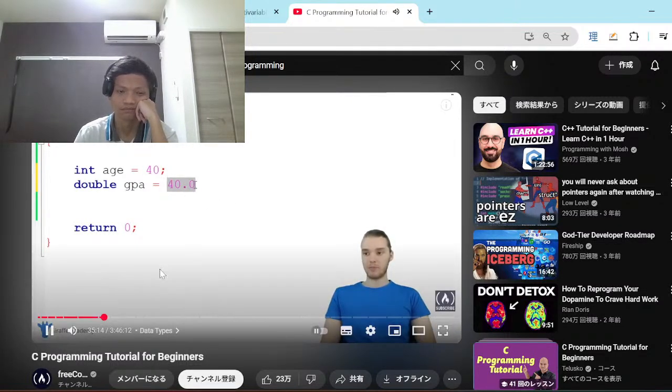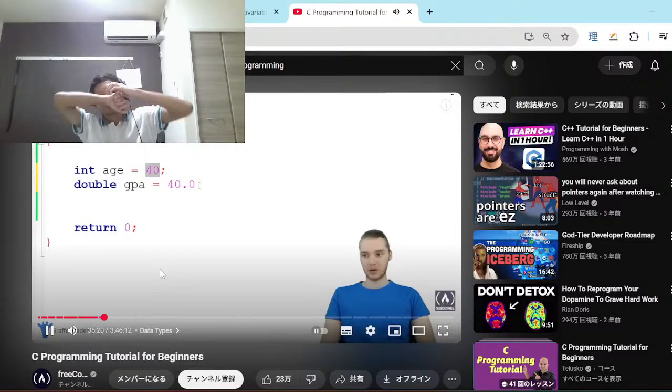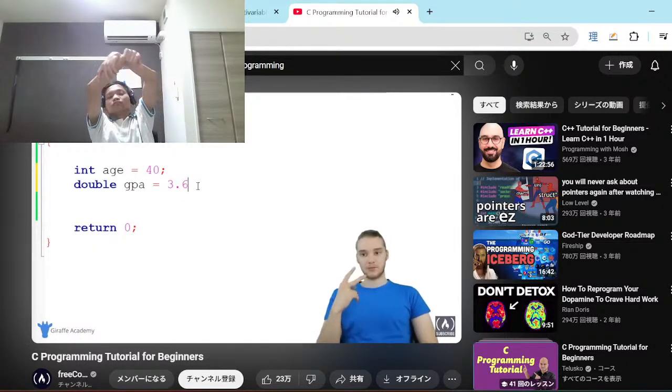So the difference between 40 and 40.0 is that 40.0 is a double, it's a decimal number, and 40 without a decimal point is an integer. So that's something just to keep in mind. So you can make this like 3.6. So those are the two basic types of numbers, integers and doubles, and those are going to come in handy all the time.